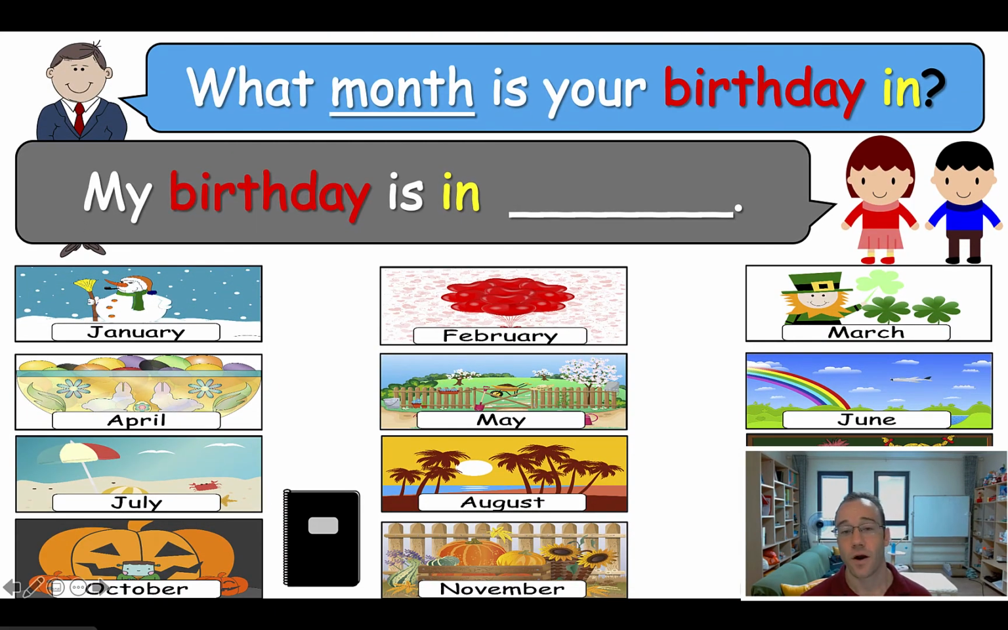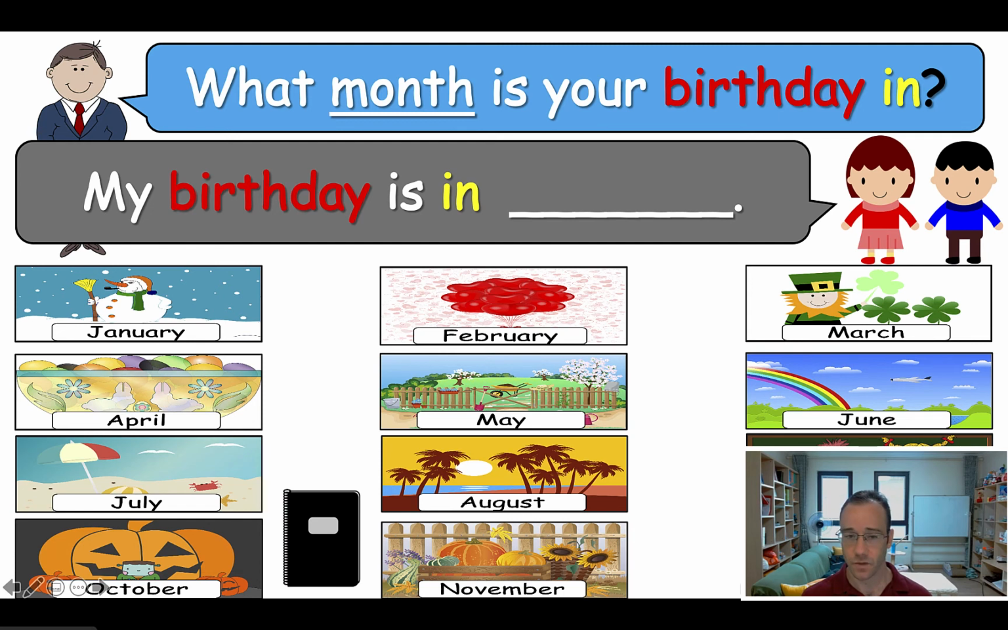So now we're asking the question, what month is your birthday in? Now in this lesson, I'm not going to be asking them to tell me what day their birthday is and the month. It's just too much, because when we say our birthday, we say the ordinal numbers, like my birthday's on the 3rd of July. It's difficult, teaching the months and then also teaching those ordinal numbers.